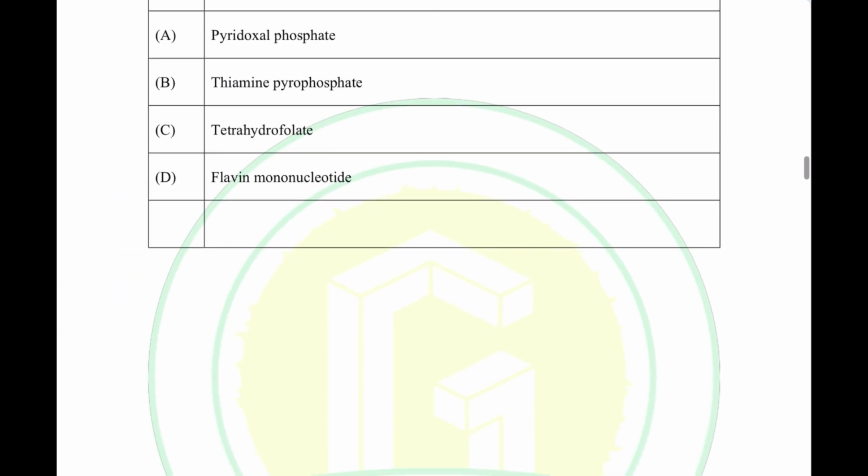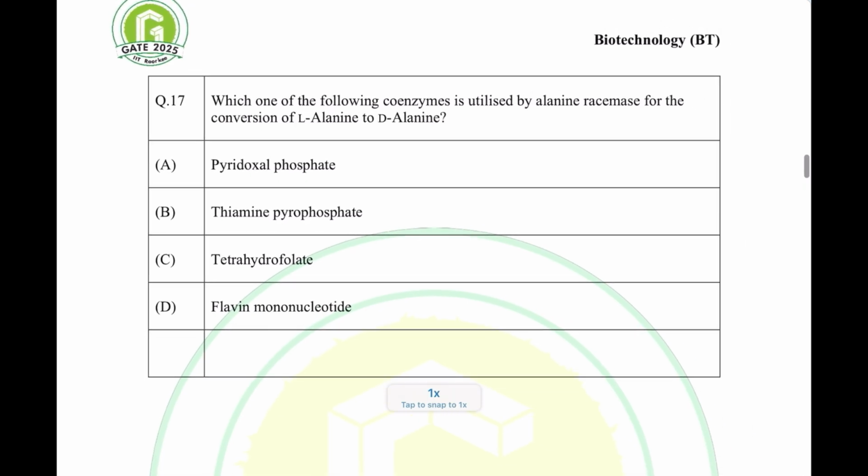So moving on to the next question. Which one of the following coenzymes is utilized by alanine racemase for the conversion of L-alanine to D-alanine? Alanine racemase catalyzes the interconversion of L-alanine to D-alanine. The enzyme will help the interconversion of L-alanine to D-alanine.